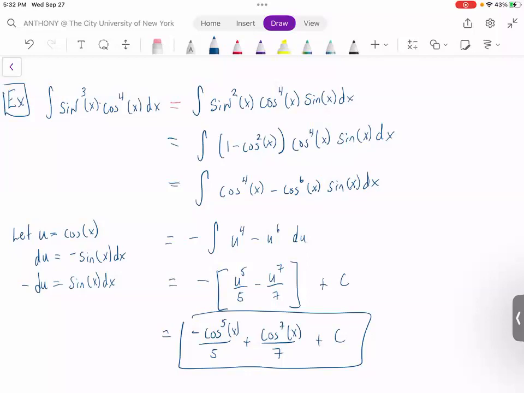And why did you make u cosine? I made u cosine because part of the rule says that when you have the odd factor of sine, that's going to be your du, sine of x dx.